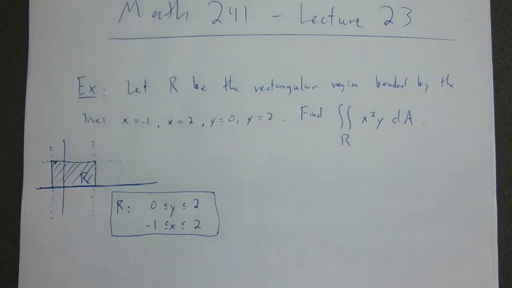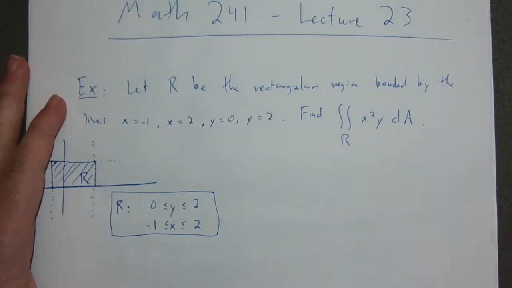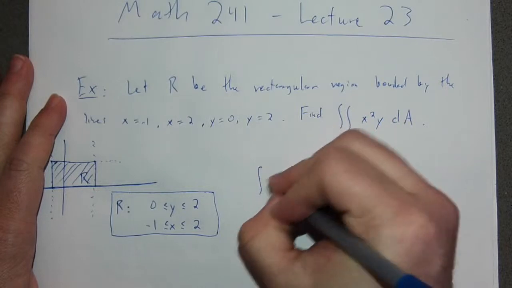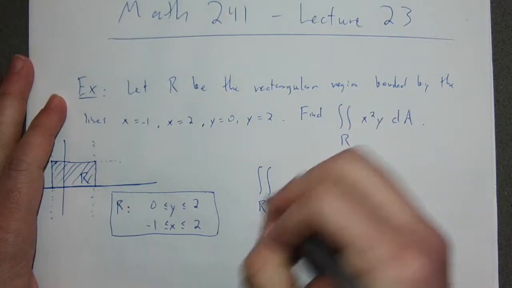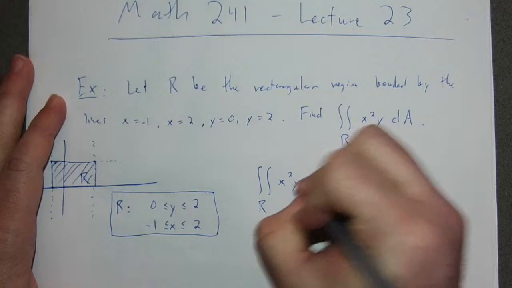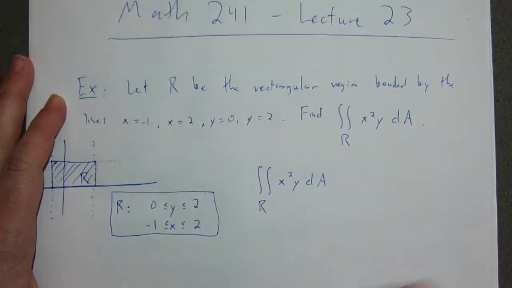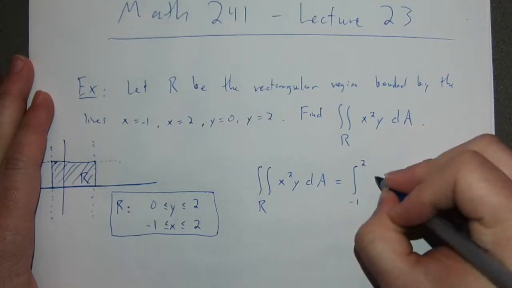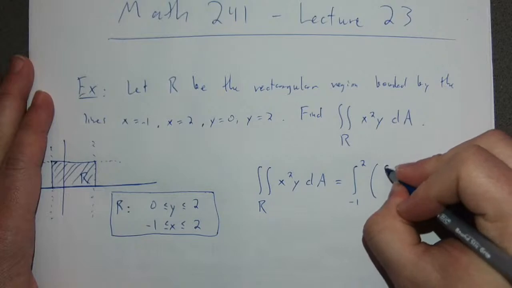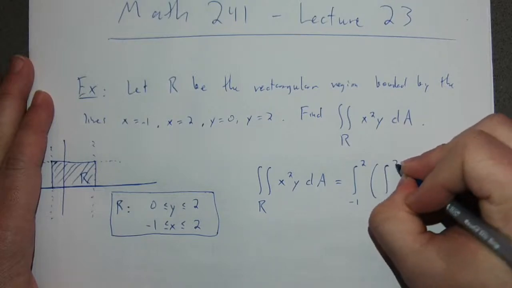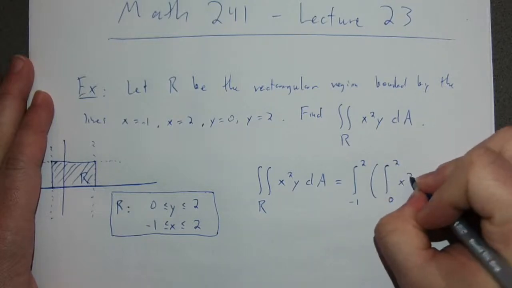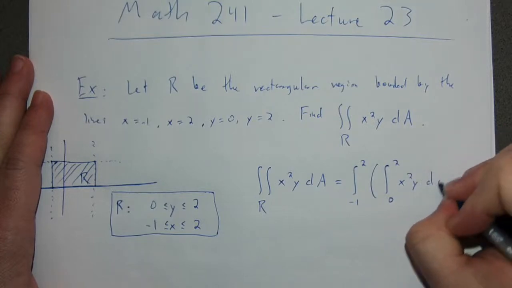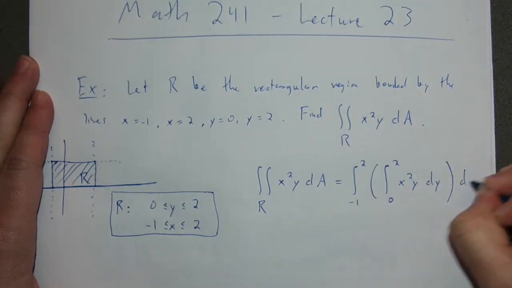All right, so now I want to compute this. What do I do? Well, this double integral over the region R of x squared y dA is, just by my definition, the integral from -1 to 2 of the integral from 0 to 2 of x squared y dy dx.